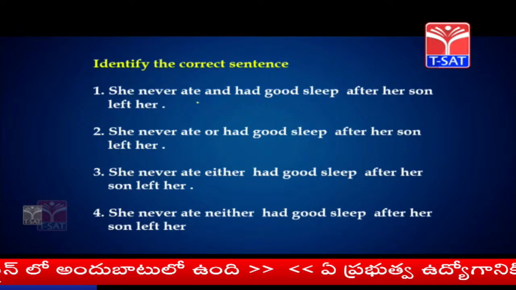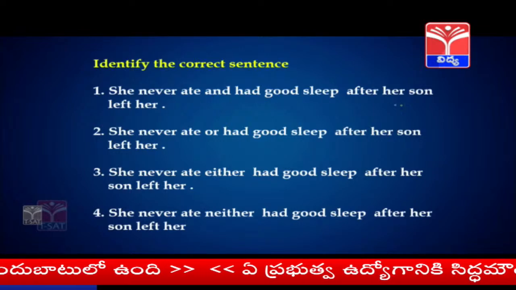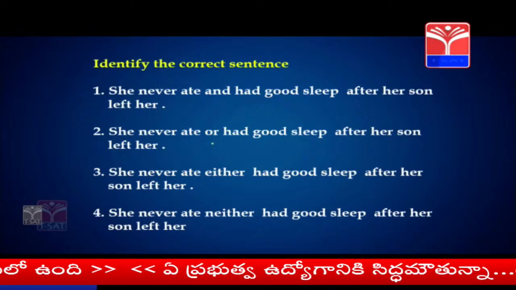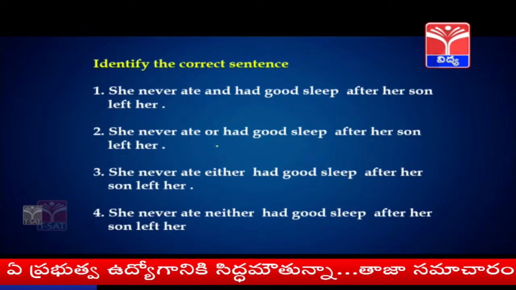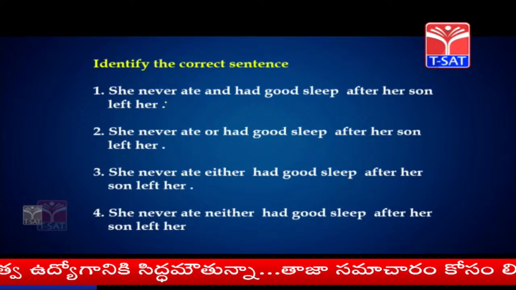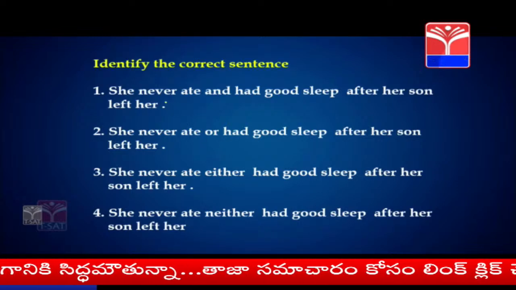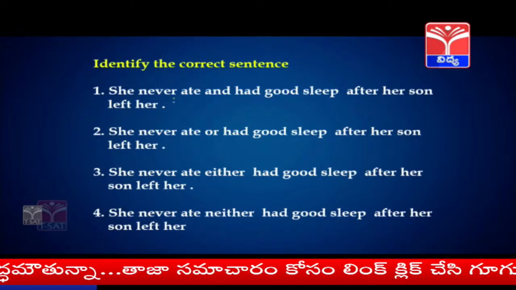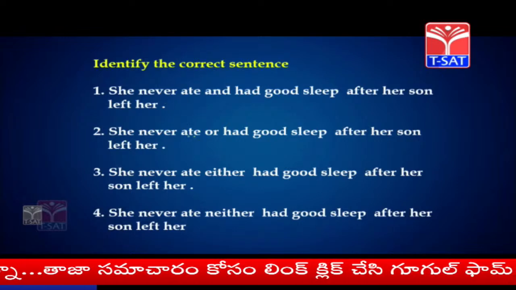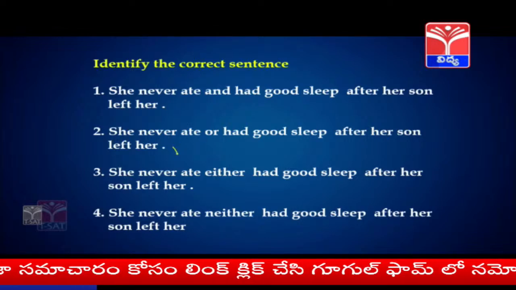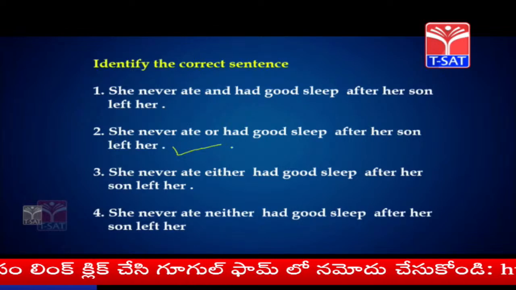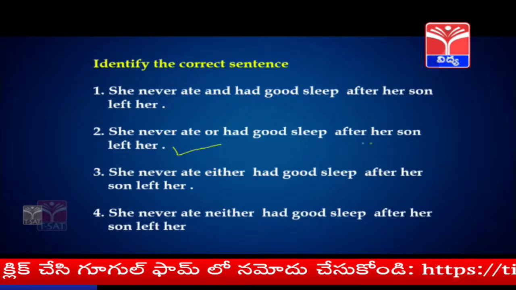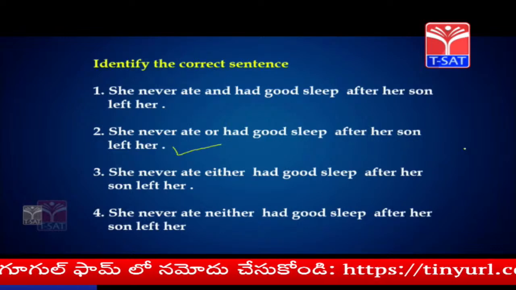She never ate and had good sleep after her son left her. She never ate or had good sleep after her son left her. You can say the word never is marked for negativity and generally we use or. There is an option. So, the better sentence is the second one. Now, let us go to the set number 3.